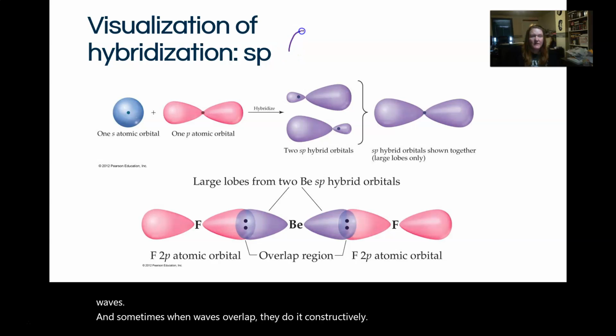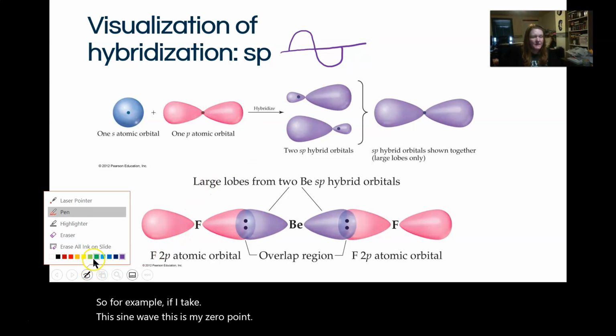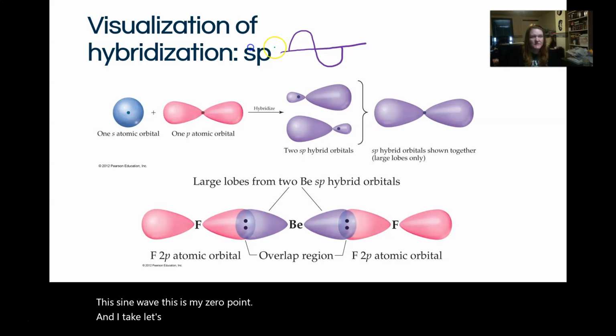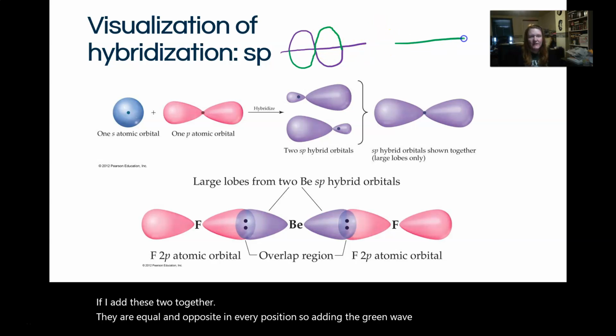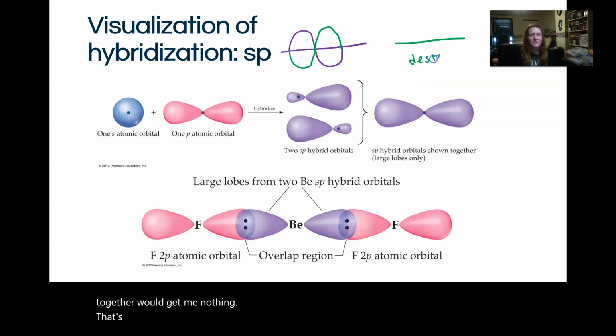So for example, if I take this sine wave, this is my 0 point, and I take, let's do a green one just to be different. And I take this sine wave. If I add these two together, they're equal and opposite in every position. So adding the green wave and the blue wave together would get me nothing. That's called destructive interference, right? That means they cancel each other out.